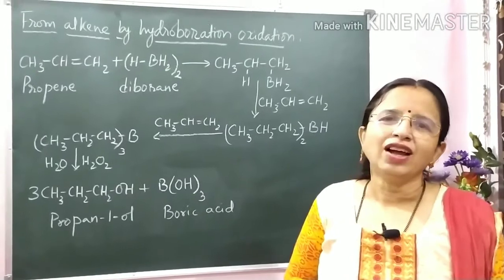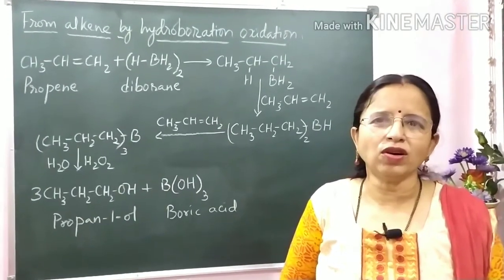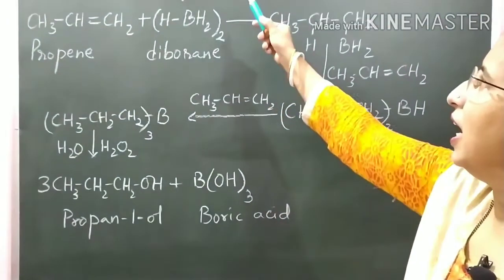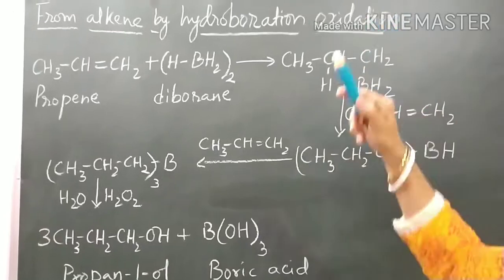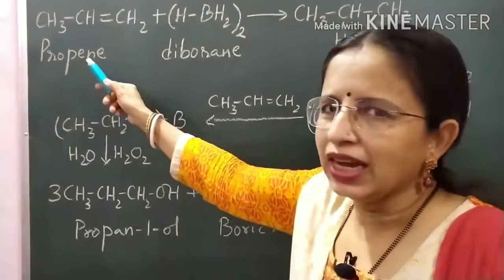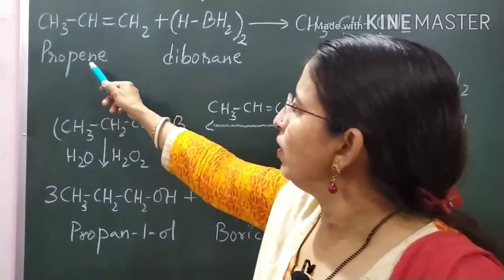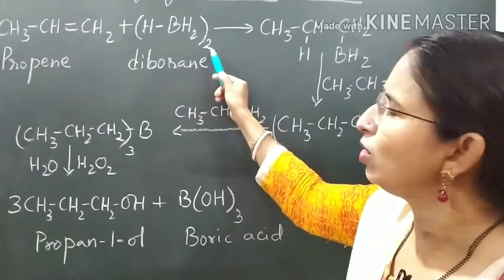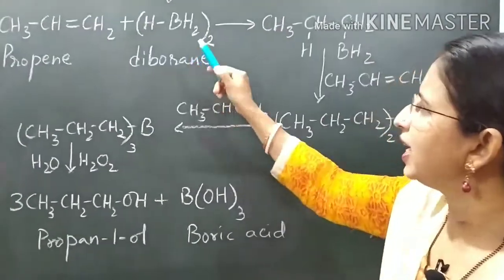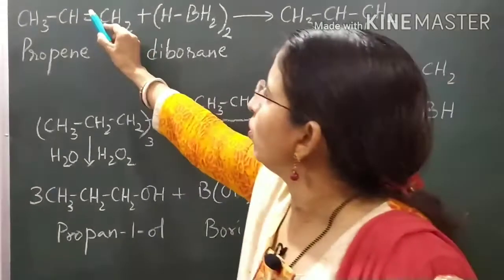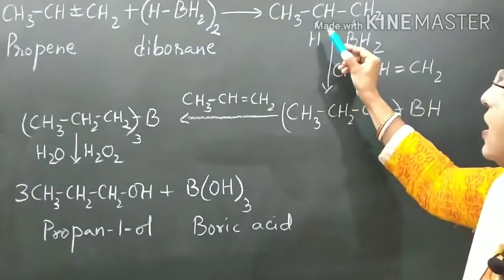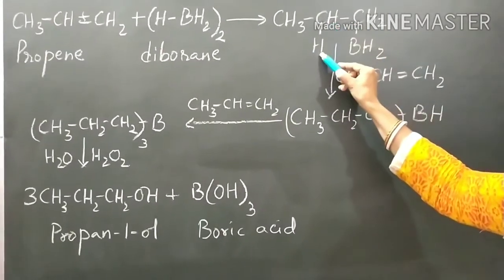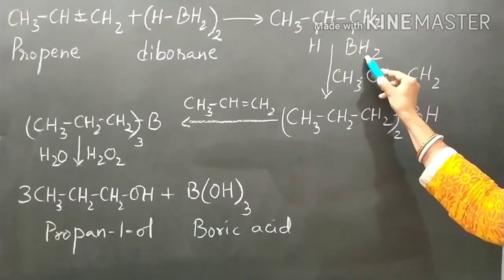Now let us see how to convert alkene to alcohol by using diborane. This method we call hydroboration oxidation. I have illustrated with an example. When propene is reacted with diborane, which is BH3 two times, the pi bond breaks and there is an addition product. We get H bonded to this carbon and BH2 bonded to this carbon.